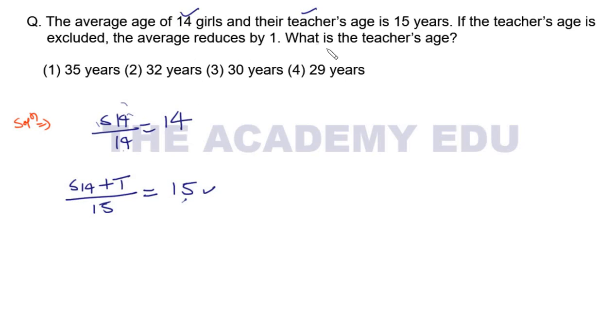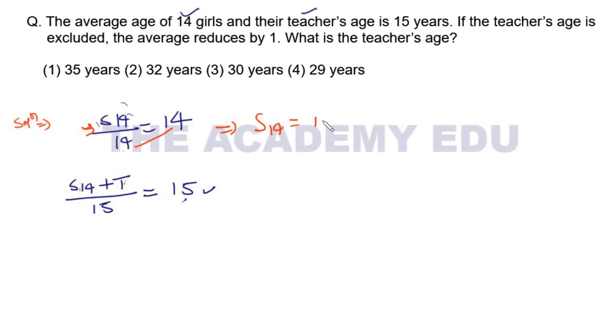What is the teacher's age now? Now the question is saying what is the age of the teacher? Now see my dear students, I need to find T here, but I don't know S14. So I need to find S14 from here. This is why it gives us this information. So what is S14? S14 means sum of the 14 girls. If I add the ages of all the 14 girls, that is called S14.